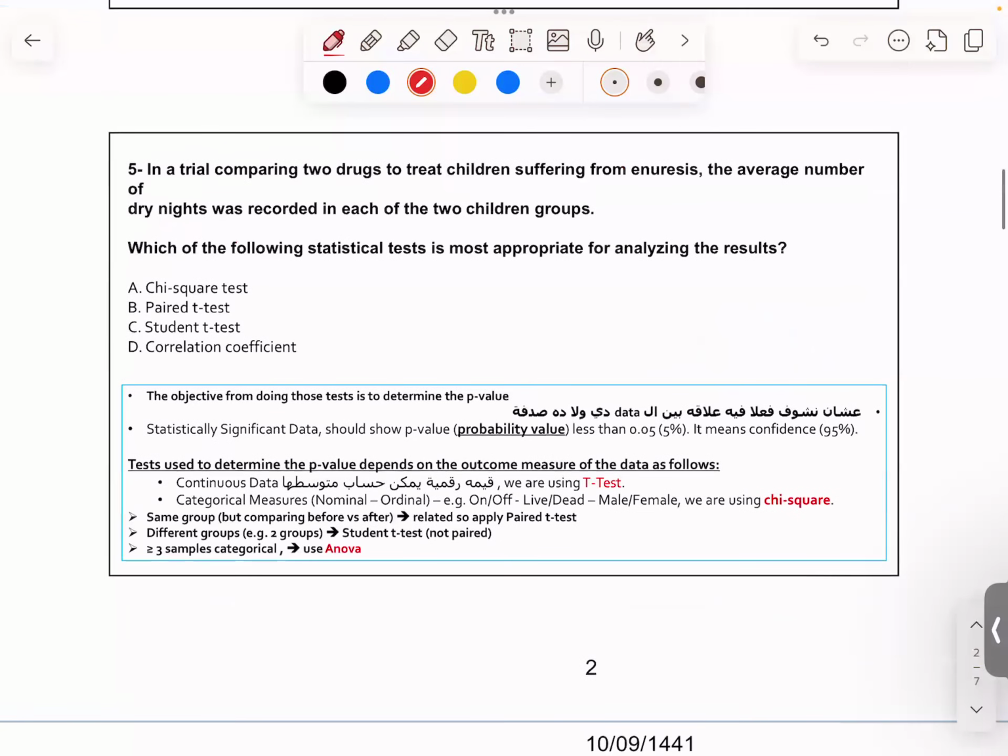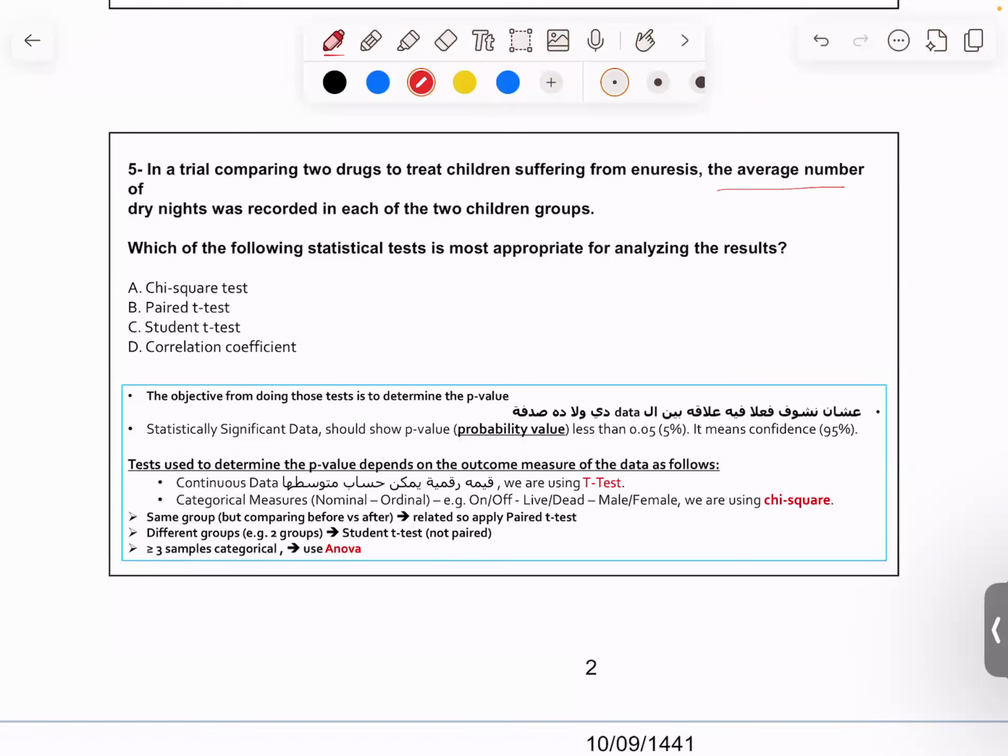Number 5: in a trial comparing two drugs to treat children suffering from enuresis, the average number of dry nights was recorded in each of the two children groups. Which of the following statistical tests is most appropriate for analyzing the results? A, chi-square test. B, paired t-test. C, student t-test. D, correlation coefficient. The question here is, which statistical test should be used to analyze the average number of dry nights per month for the groups?